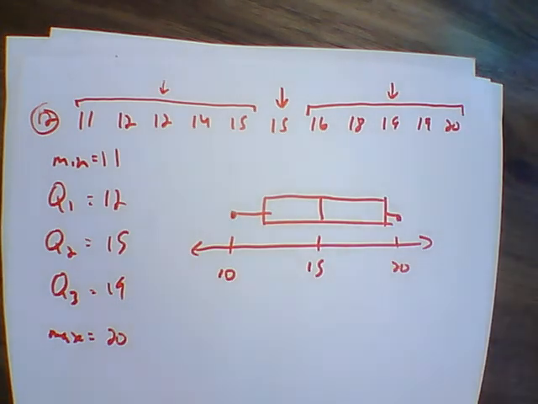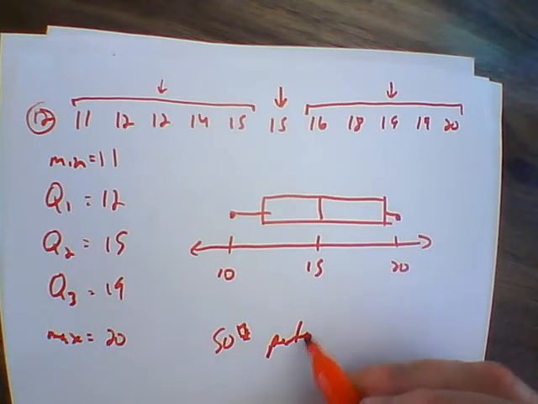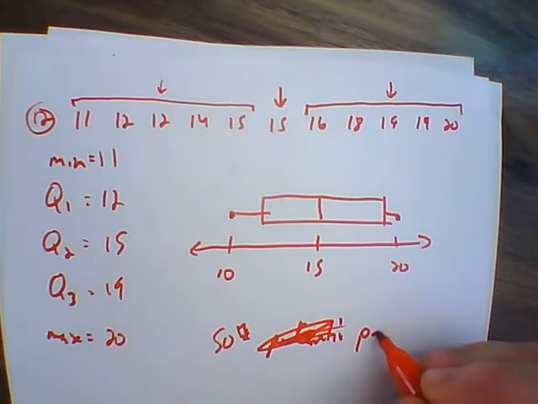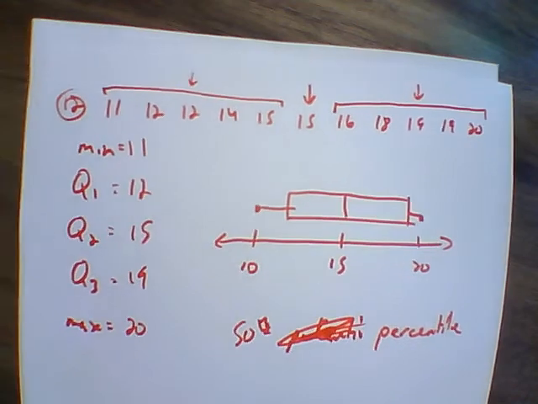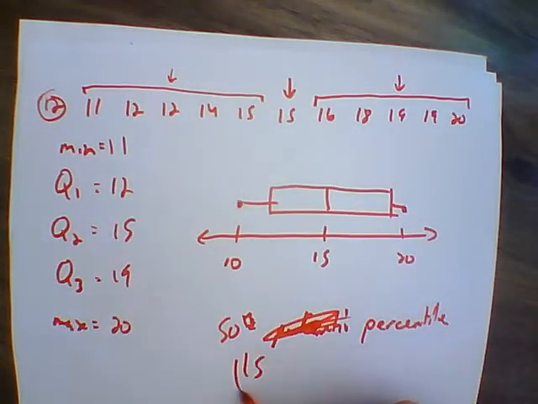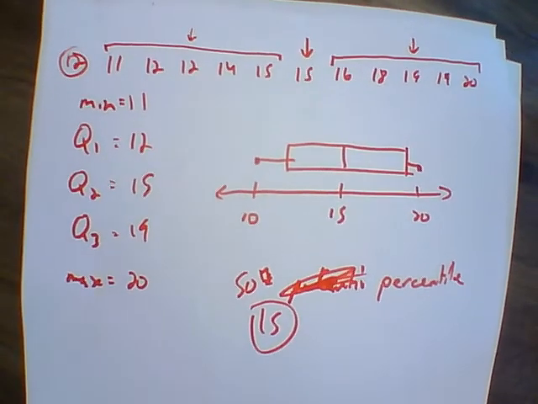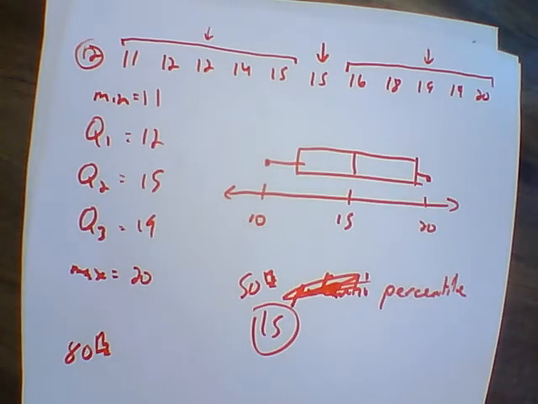Now, on this, we were asked about percentiles. If I wanted to know what the 50th percentile is, well, we're given directly what the 50th percentile is right here. It is 15. So the score of 15 is that 50th percentile. But let's say I wanted something a little different. Let's say I wanted to know what the 80th percentile was.